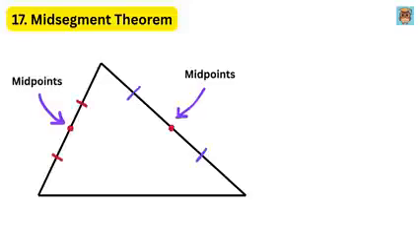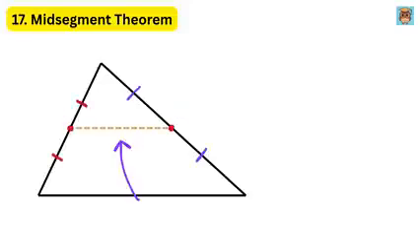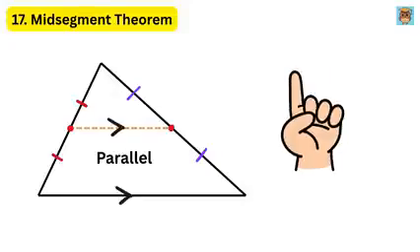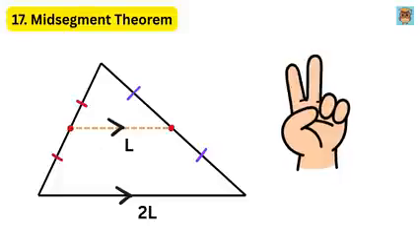It states that if you draw a line connecting the midpoints of two sides of a triangle, this line, called the mid-segment, has two special properties. First, it is parallel to the third side of the triangle. Second, its length is exactly half of the third side. This means the mid-segment creates a smaller, similar shape inside the triangle.